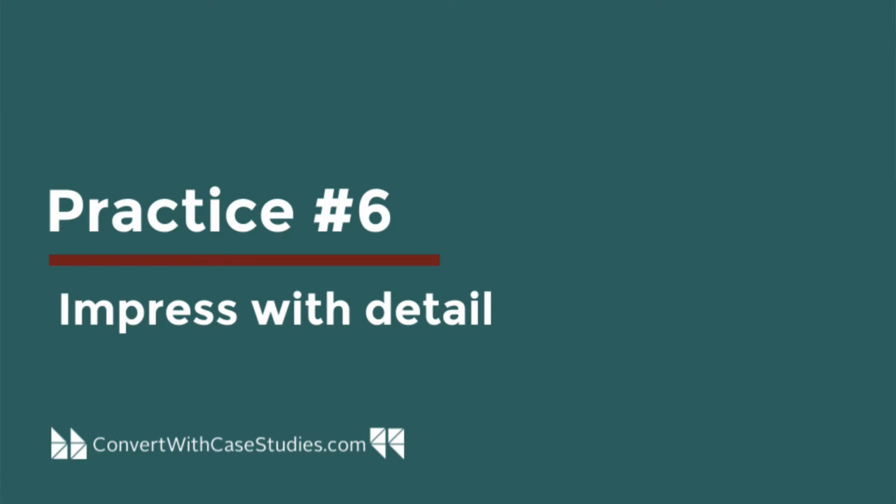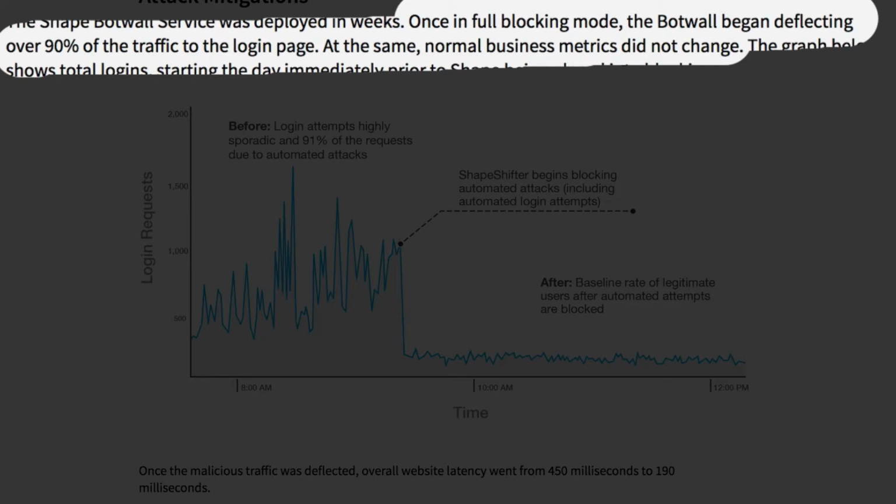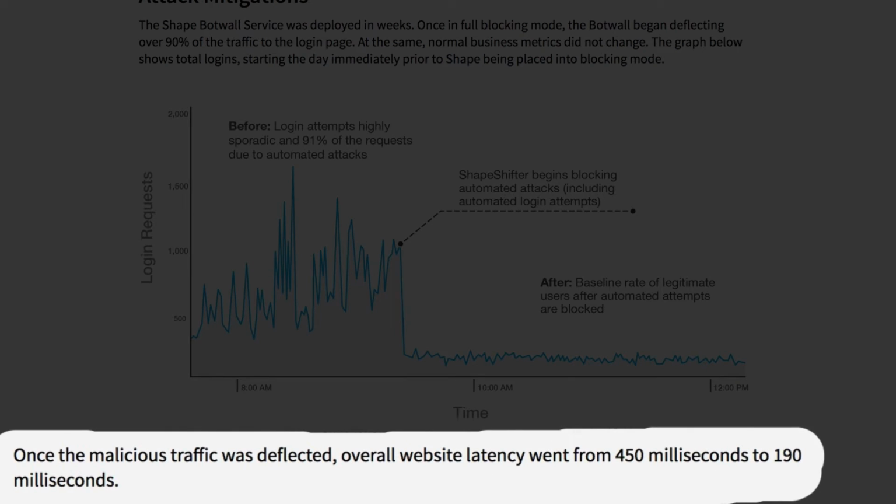Practice 6. Impress with detail. This case study features nice quantitative results. For example, once in full blocking mode, the bot wall began deflecting over 90% of the traffic to the login page. At the same time, normal business metrics did not change. And then later, after that impressive graph, once the malicious traffic was deflected, overall website latency went from 450 milliseconds to 190 milliseconds. Another really impressive quantitative result.